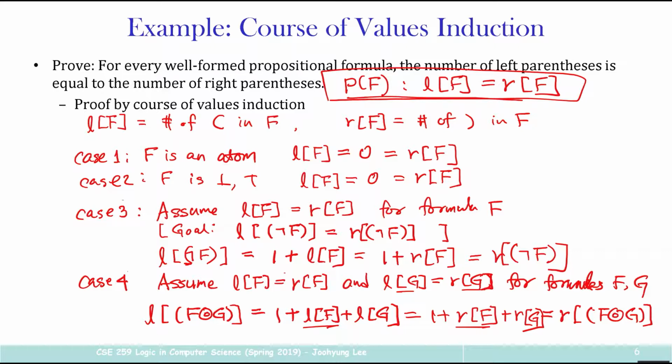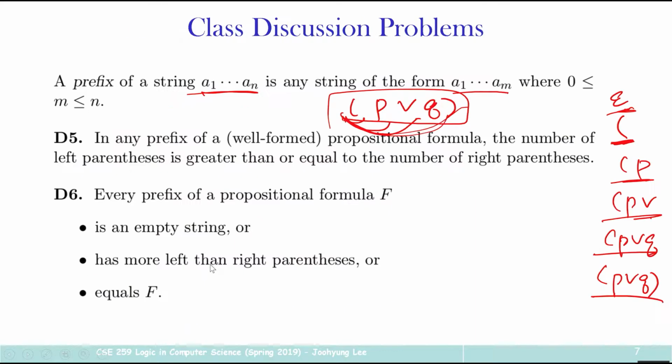So L of not F. Basically, we have to go all the way through until here, R of not F. So this is the goal that you have to prove, and this is the middle part that you have to prove. So how do we prove those things? If you count the number of left parentheses in here, you know that it should be 1 plus whatever the number of left parentheses there. So it's 1 plus L of F, the total number of left parentheses in this string.